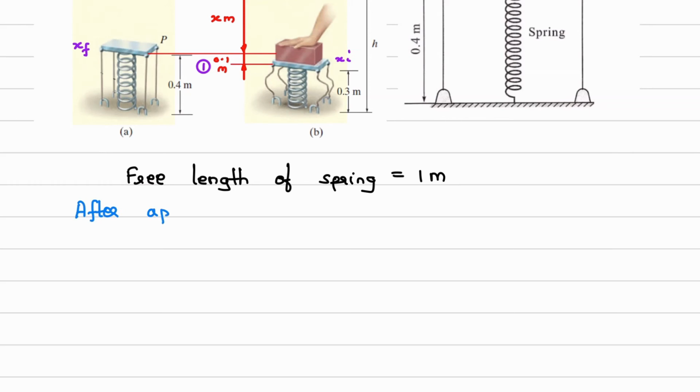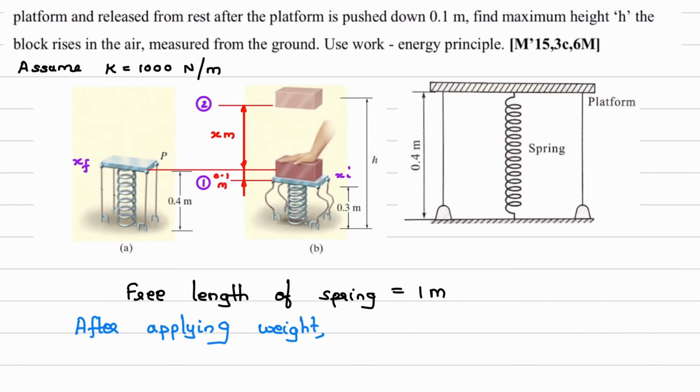After applying the weight, what is the initial deformation xi? Here we are calculating the initial deformation. This diagram we are not considering for initial deformation. Now what will happen? Understand the mechanism over here. Initially the platform is at this location, point number 1. The initial deformation in the spring will be 1 meter minus 0.3, so it will be 0.7. That will be the initial xi.